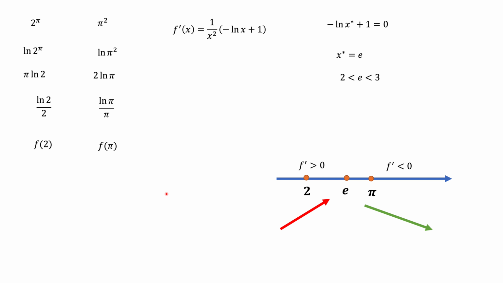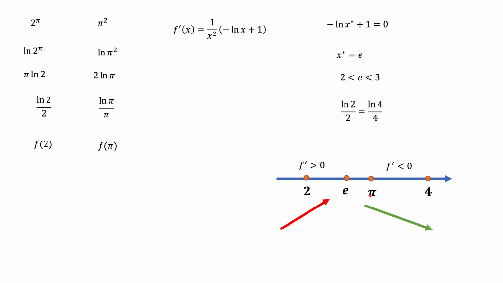And a direct comparison between f of 2 and f of pi is really impossible, because from 2 to E the function is increasing, from E to pi it is decreasing, and it's not clear where we end up compared to where we started. The real trick here is to notice that log 2 over 2 is the same as log 4 over 4. So the value of the function when x equals 2 is the same as the value of the function when x equals 4. But now we can directly compare pi and 4.